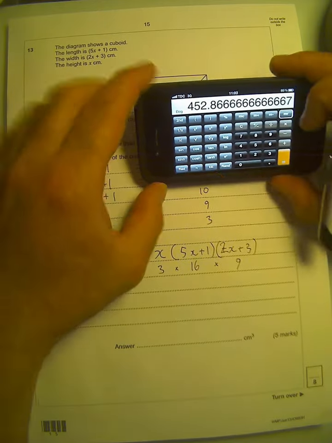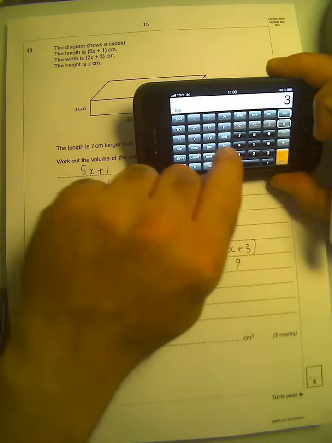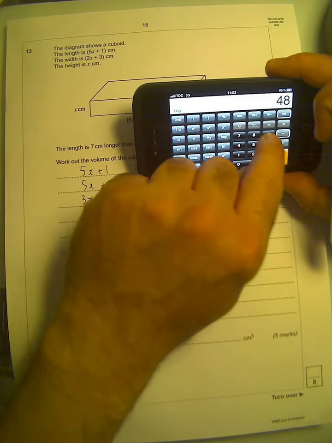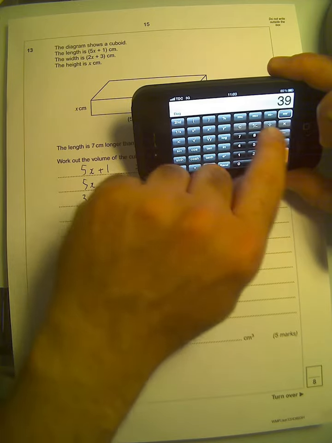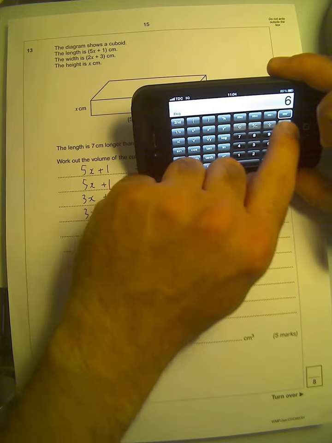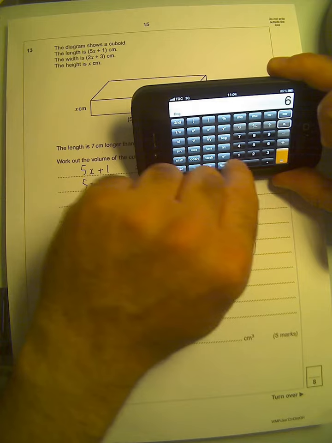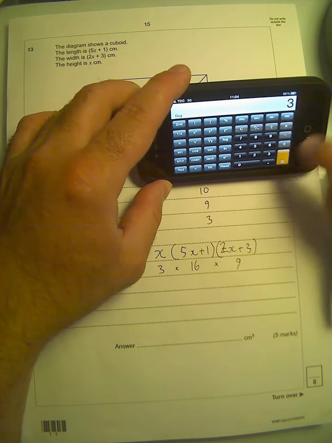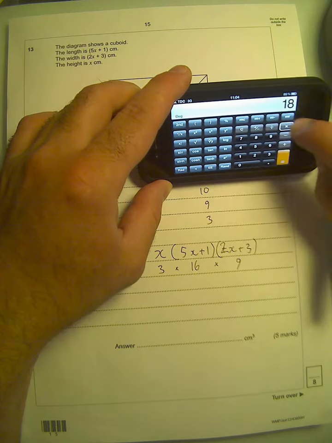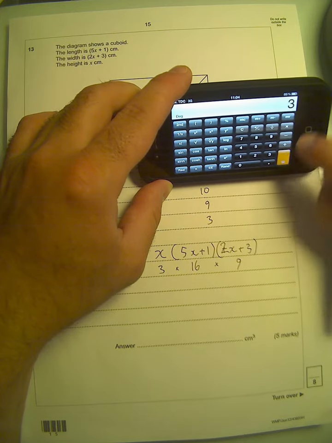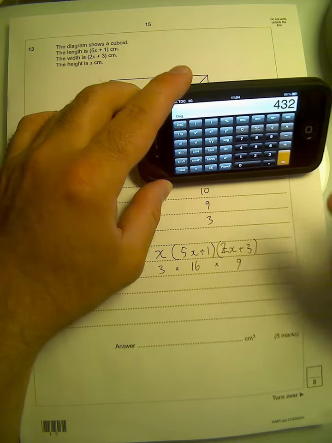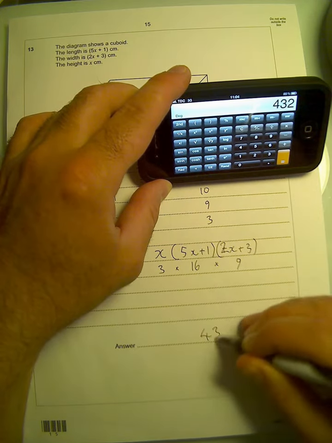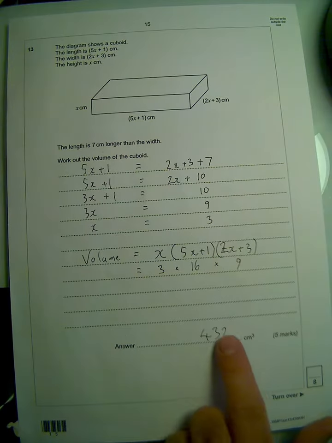I'll just get the calculator on that. 3 times 16 times 9, that can't be right, can it? Let me just try that again. I think my fingers are too fat for this. 3 times, let's clear everything. 432, that is the correct answer, centimetres cubed.